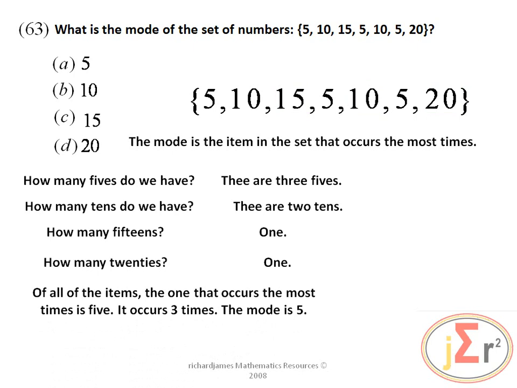Of all of the items, the one that occurs the most times is 5. It occurs 3 times. The mode is 5. So we have 3 5s, the mode is 5, and option A is correct.